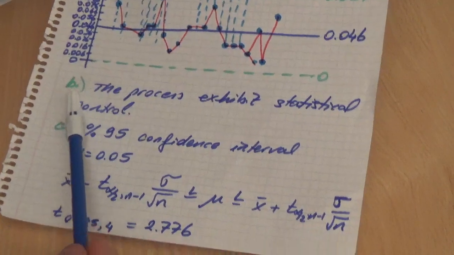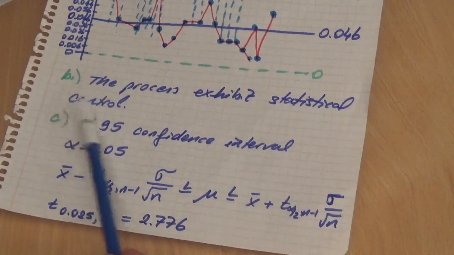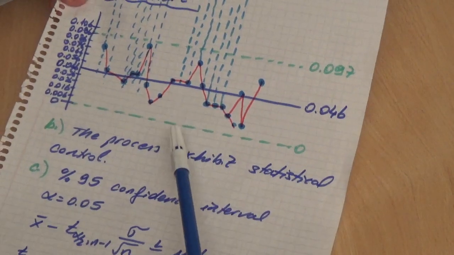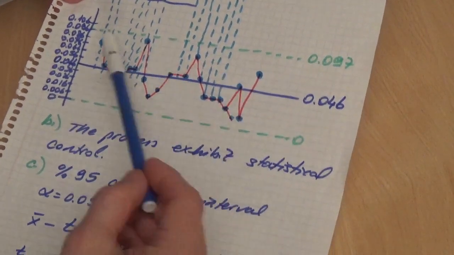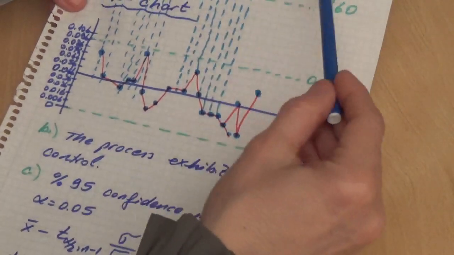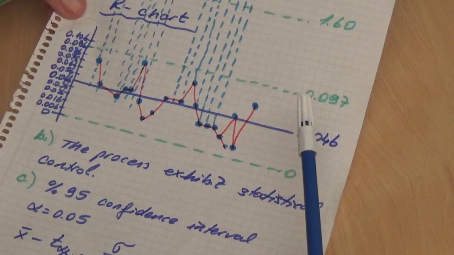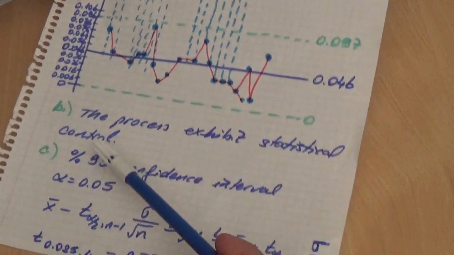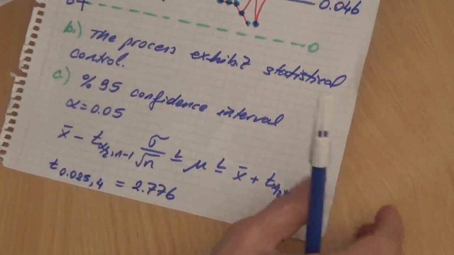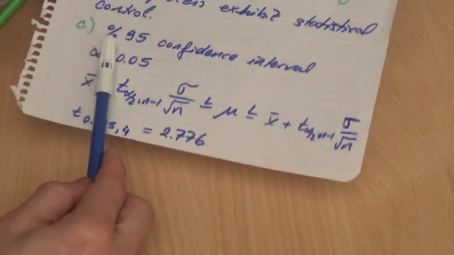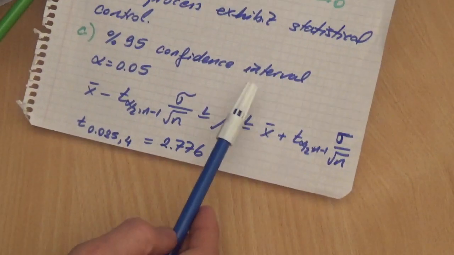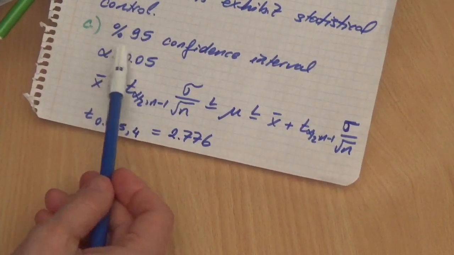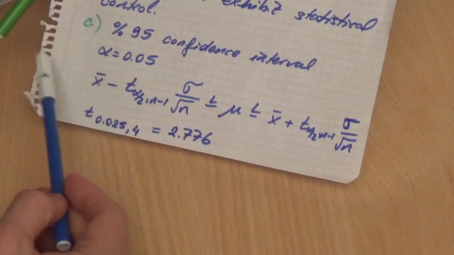Now for B part, the process exhibits statistical control because none of the points are out of the limits. So they're all inside the limits. So we say that the process is statistically under control. The C part is 95% confidence interval. You could take this 95 as 90. It was up to you, but I took 95%.